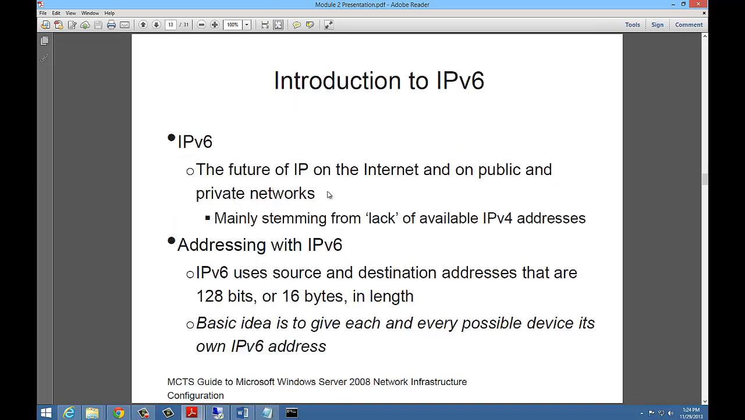Let's talk about IP version 6, the future of IP on the network, on the internet, and on public and private networks. Mainly because we ran out of IPv4 addresses, 2 to the 32nd power. Well, IP version 6 is 2 to the 128th power. If you break that down, it's 80 billion IP addresses for every man, woman, and child on planet Earth today. So we should have plenty of IP addresses using version 6 for quite a while.